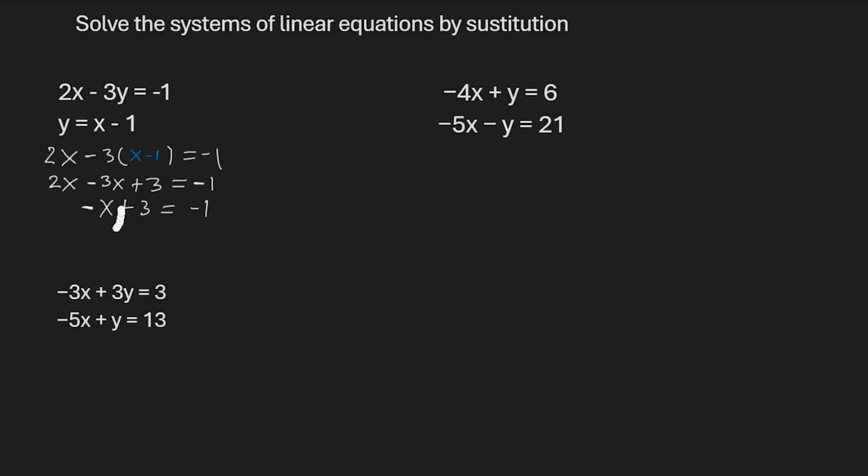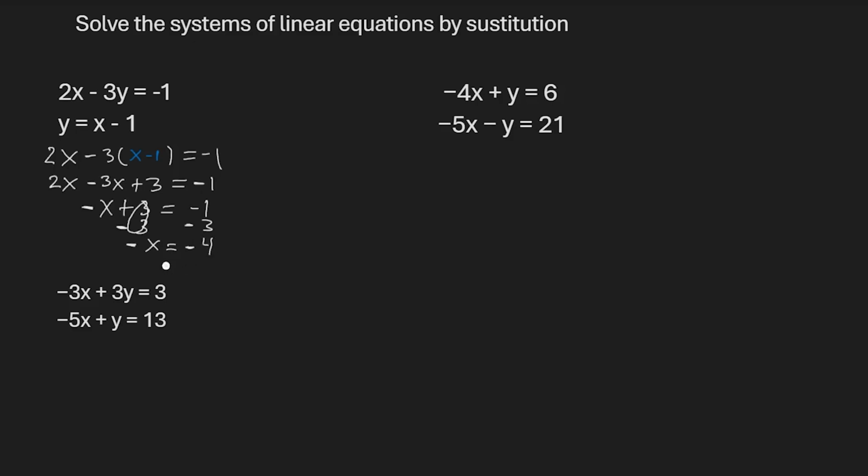Next step, I need x to be by itself, so I have to get rid of this 3. To get rid of it, I'm going to do the opposite. I'm going to be subtracting 3, subtracting 3. Adding positive and -3, this is going to cancel. It's going to be 0. That's how you get -x equals, on the other side, both numbers are negative, so add it up and keep the sign.